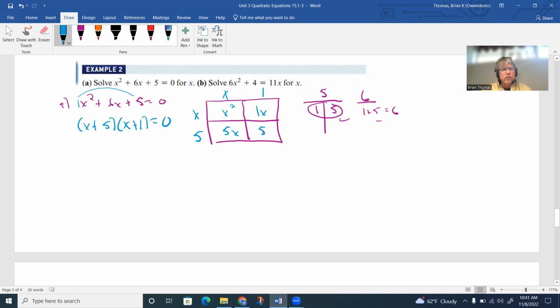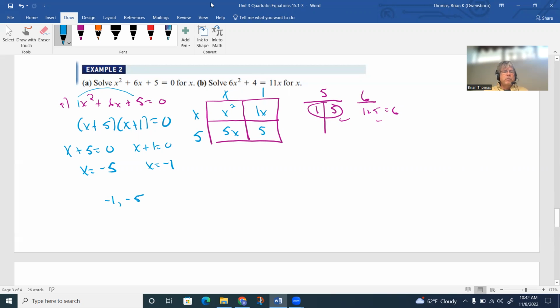Now that we have it factored into two binomials, we set each binomial equal to 0. And we're going to be applying the zero product property to that. So we end up with x equals -5. We end up with x equals -1. So that'd be our two solutions, -1 and -5. That'd be our two zeros. And again, if we want, we can check those as needed.